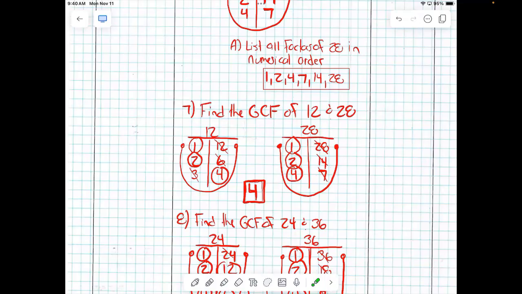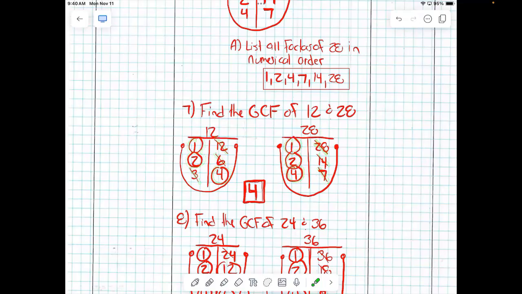So does 1 go into 12 and 28? So we circle it, yeah? Does 2 go into 12 and 28? So we circle it, right? Does 3 go into 12 and 28? So we cross it off. Does 4 go into 12 and 28? Yeah, so we circle it. Does 6? Cross it off. Does 12? No, we had a couple leftover numbers over here. Does 7? Does 14? Nah, 14's already too big anyways, right?